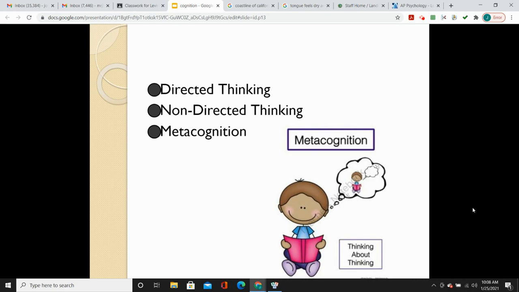Conversely, if you had something like a physics problem which asked you which formula you might use to solve a problem, formulas are forms of directed thinking. And so thinking about the different types of formula would be thinking about thinking.